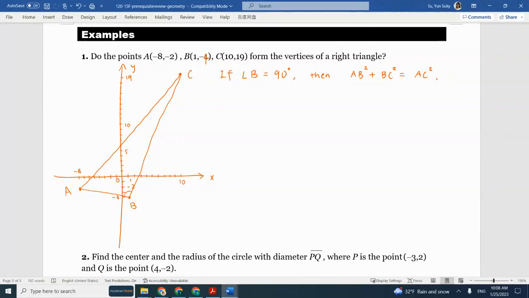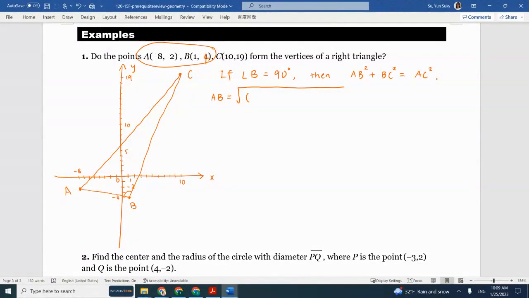Last time we talked about the distance formula, right? So let's compute the distance AB, BC, and AC. So what is the distance AB? Well, the distance formula is the square root of the difference of the x coordinates. So look at AB, the difference of the x coordinates. By the way, which point do you use?